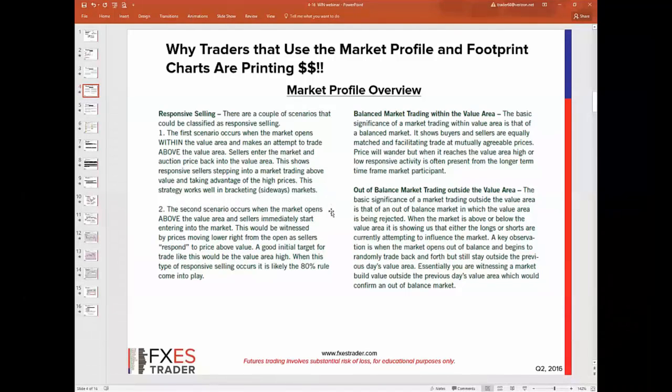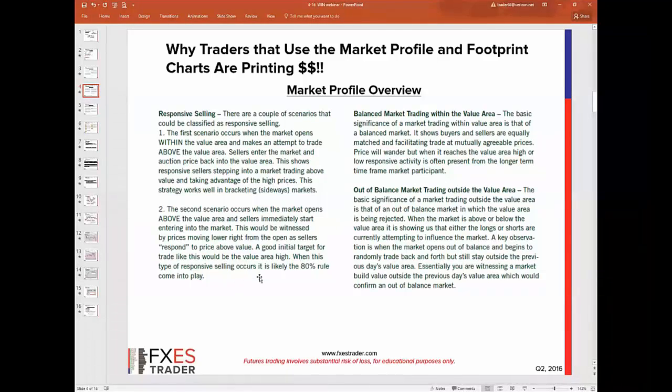The second scenario is essentially the opposite of that, where the market opens above the value area and sellers immediately start entering the market. This would be witnessed by prices moving lower right from the open. We had the opposite of that today. The market auctioned down to yesterday's value area low and actually dropped about 3.5 points below that. We found responsive buying that kept us back in the value area that we pumped back up into.